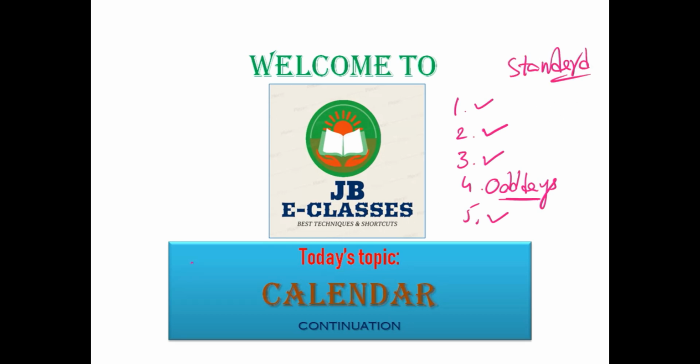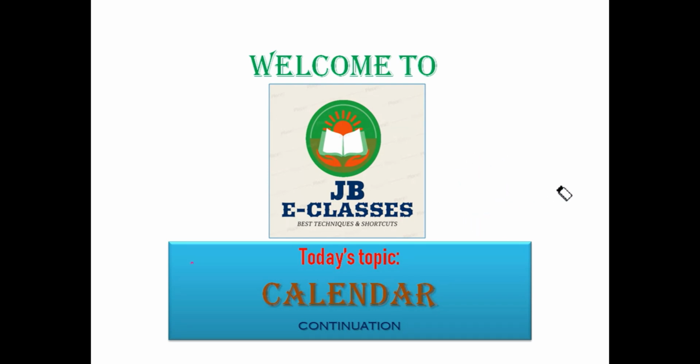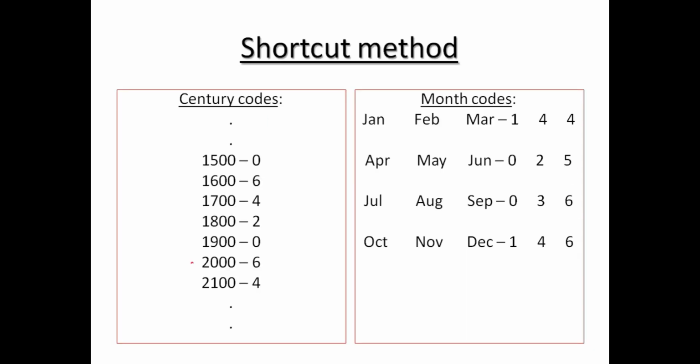Now let us see the shortcut method. If you know the shortcut method and practice it, we can solve the questions without using pen and paper. But for that purpose, we need to memorize two things. What are the two things to memorize? These are the two things: one is the century code and another is the month code.